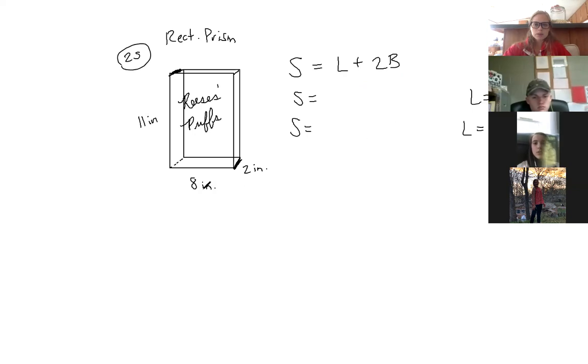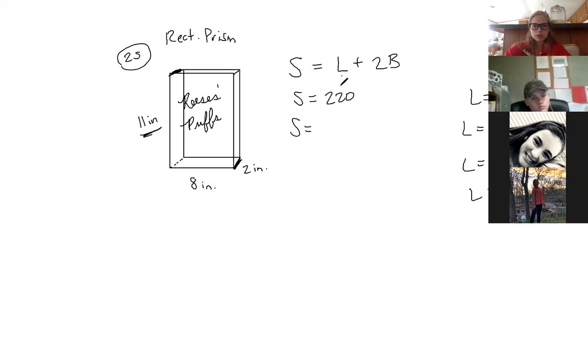2 times the length and width of my base, which is 8 and 2. The height is 11. What is the height? Oh, it's the height of the prism. What is the lateral surface area then? This is 10 times 2, which is 20. So what's 20 times 11? 220. So now plug in 220 for L.